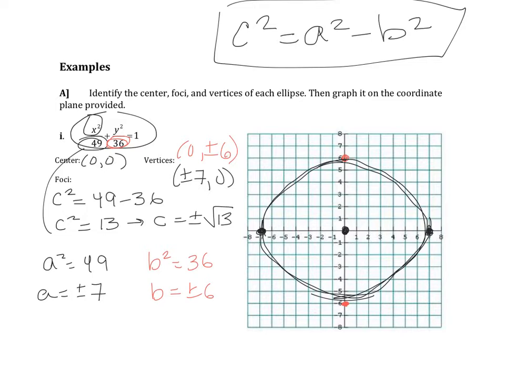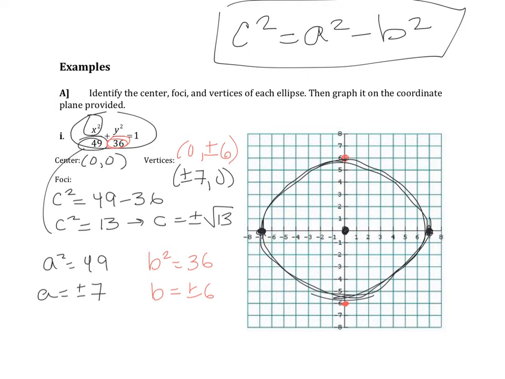So that's a little ugly. It's a little bit difficult to graph, but that's going to give us our foci. And we know that our foci are going to be along the x-axis, because that is our major axis. Okay, so your foci are always along the major axis.